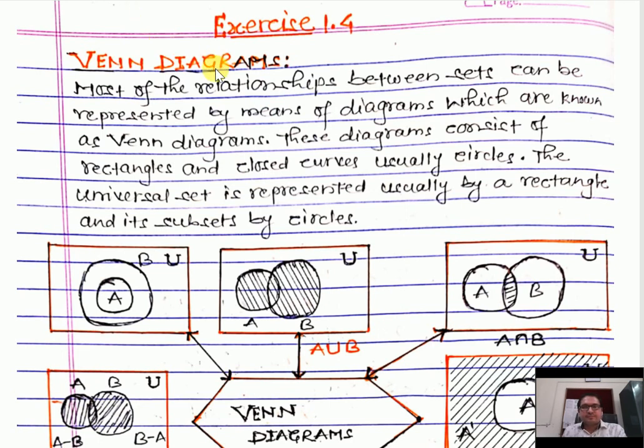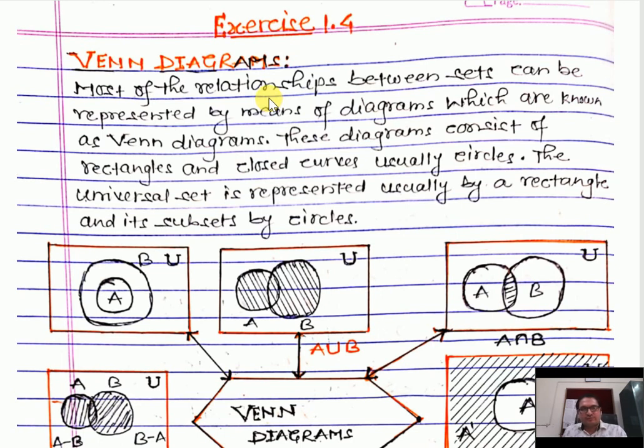In the previous lecture I covered till 1.3. So now exercise 1.4 of set theory. Going to explain Venn diagrams.